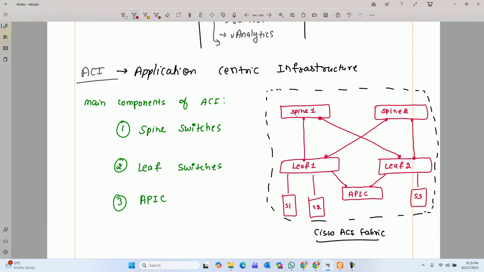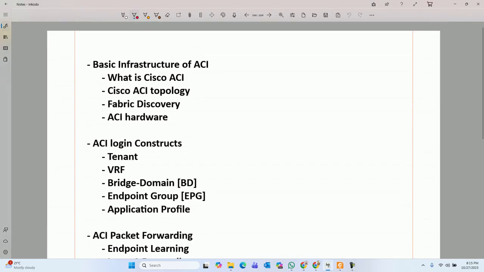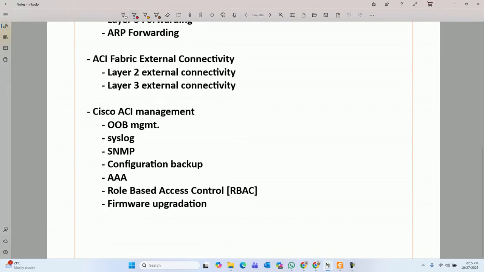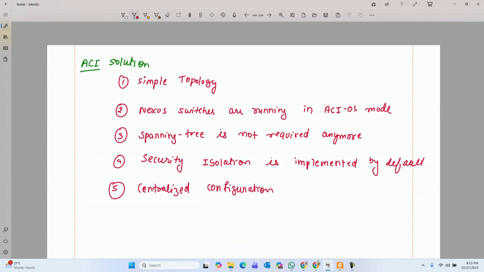All right. Then basic infrastructure, that's what we are going to cover in the upcoming classes. This was the overview, and then how ACI is going to help us in data center networks.